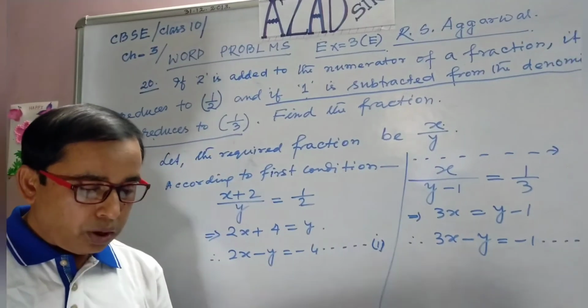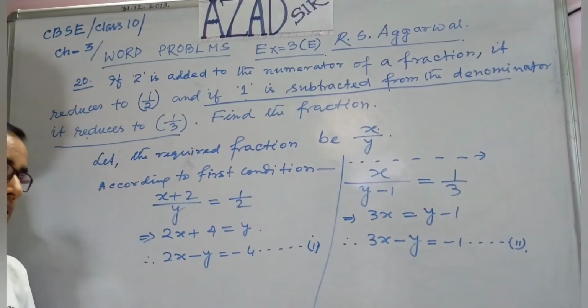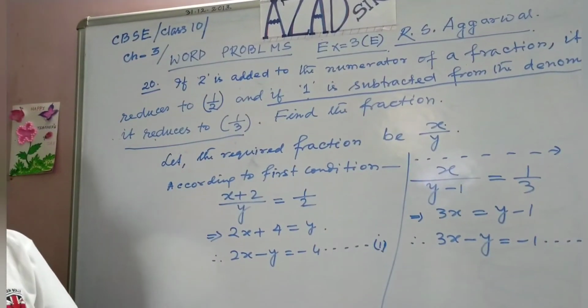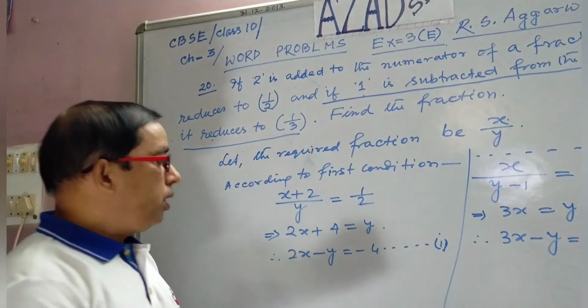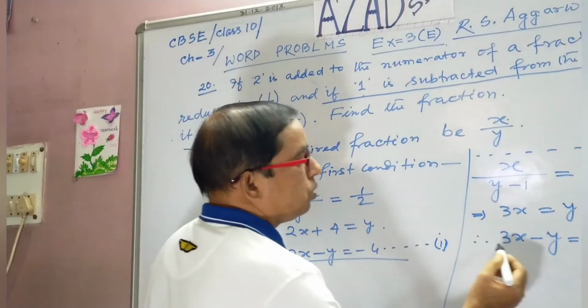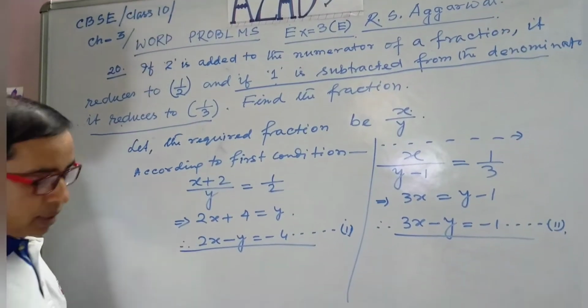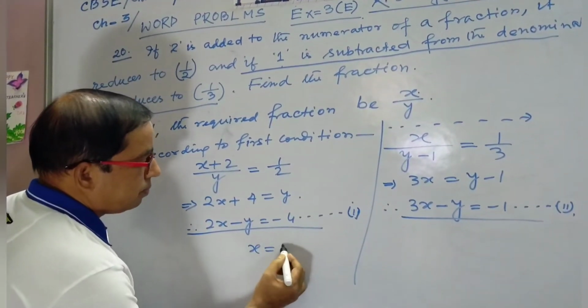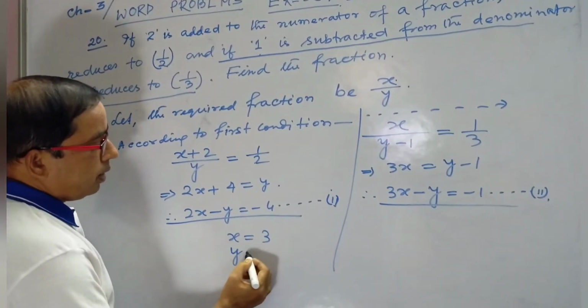Now, if you solve by any method, most probably you have learned the method of elimination, the method of substitution, the method of cross multiplication. By any method, you have to solve this equation and this equation, and you will get the value of x as 3 and the value of y as 10.